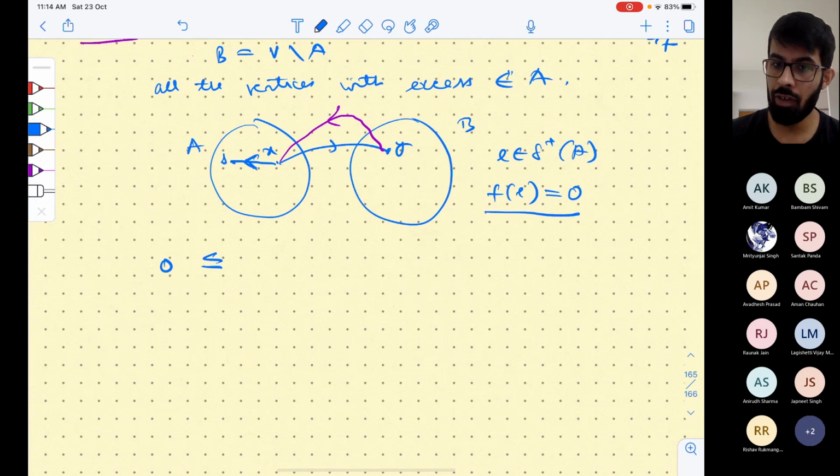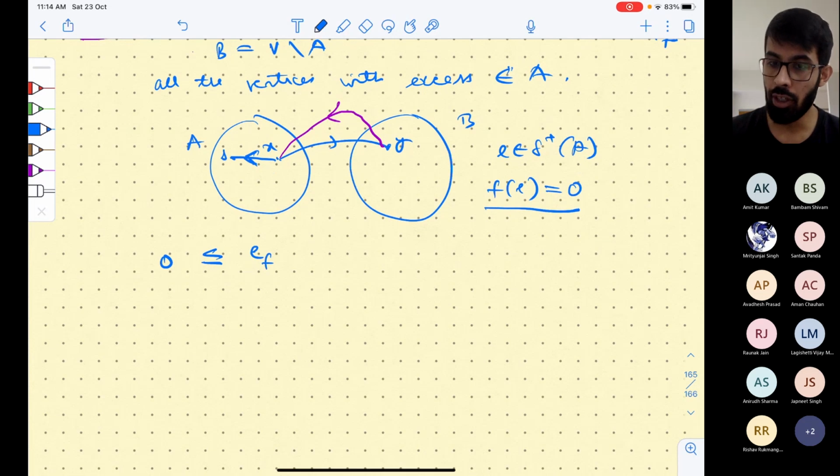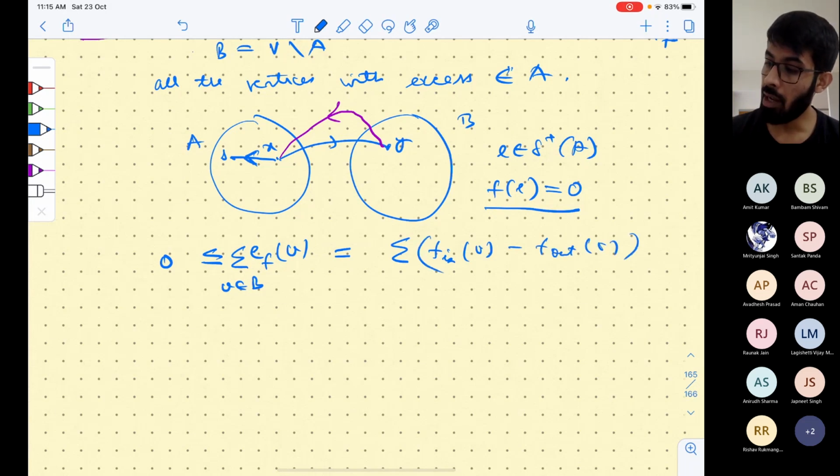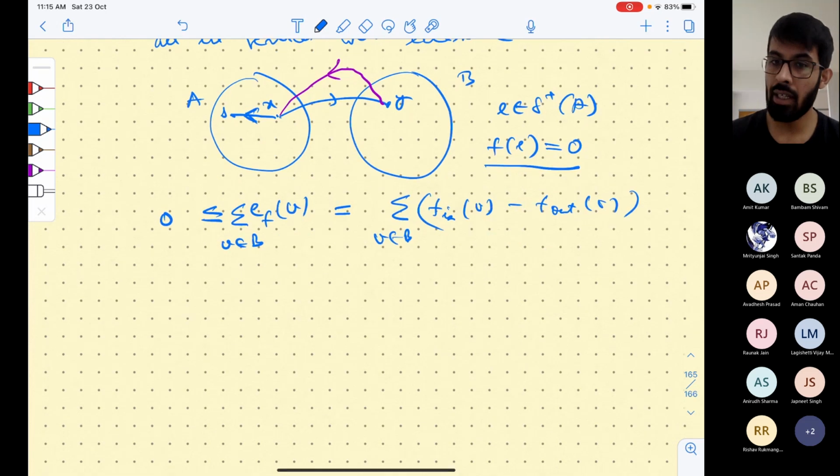So now if we just want to count the excess of B, and if we can show that that's 0, because excesses are non-negative quantities, V belongs to B, right? And if we can show that this is not positive, then we'll be done. And what is this? This is F in of V minus F out of V. And you sum that up over all V belongs to B. And this we know is 0.